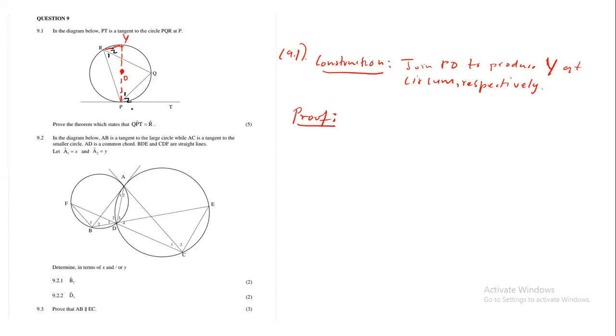Now in our proof, remember, our aim is to prove that this angle is equal to that angle. Basically, P2 is equal to R1. Okay. So now check. This is how we are going to do it. We're going to say angle R2 is equal to angle P1.